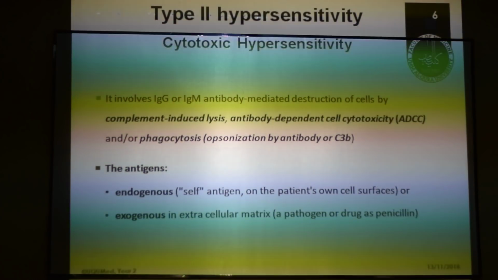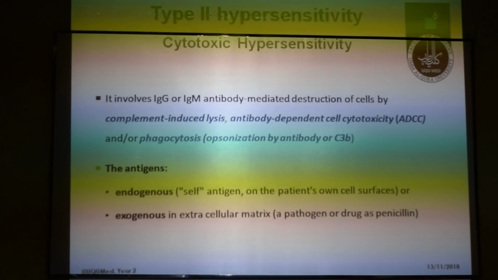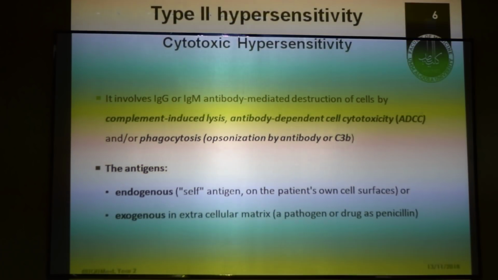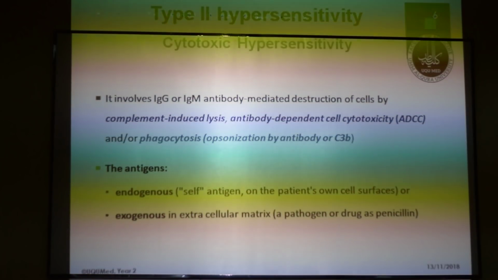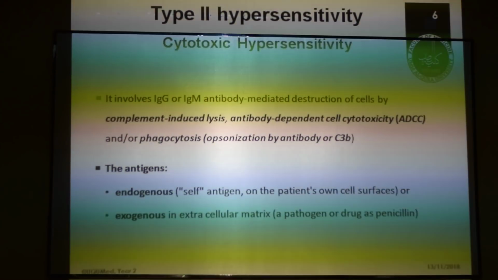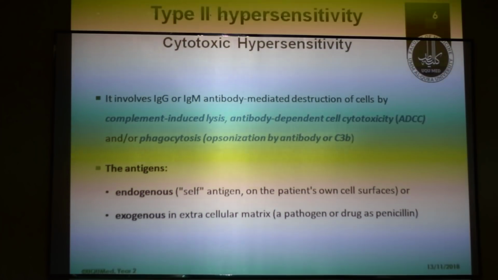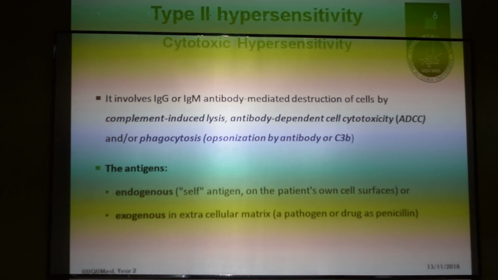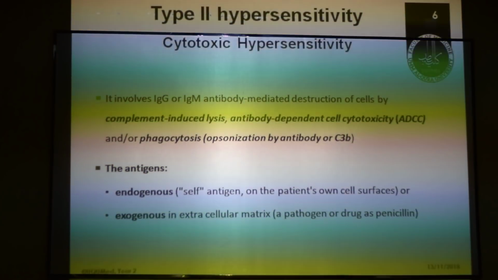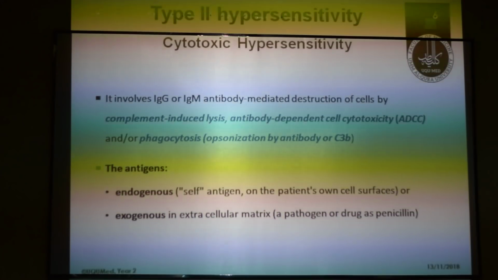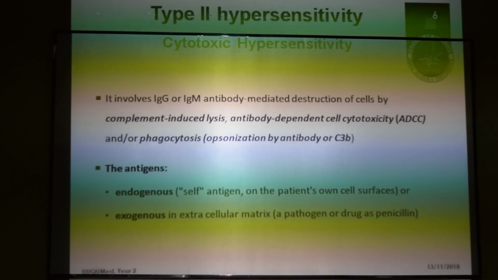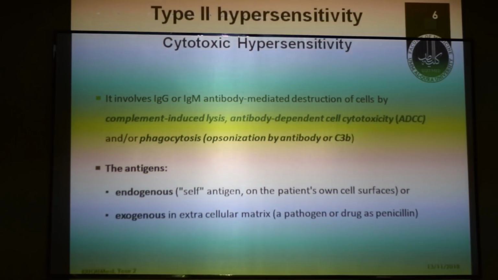Now we'll talk more about the cytotoxic part of type 2 hypersensitivity. It has more toxicity, more damage directly to the cell. What are those different methods of damage? One is, of course, complement-mediated lysis. One is ADCC, antibody-dependent cell-mediated cytotoxicity. And the third one is phagocytosis.